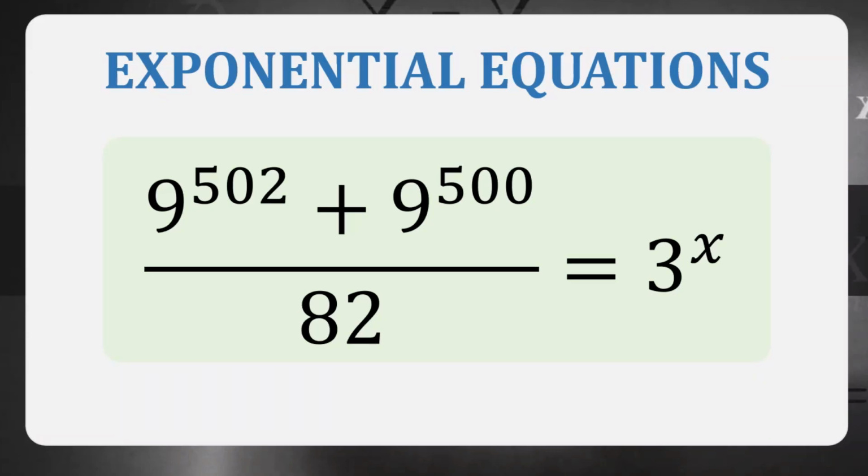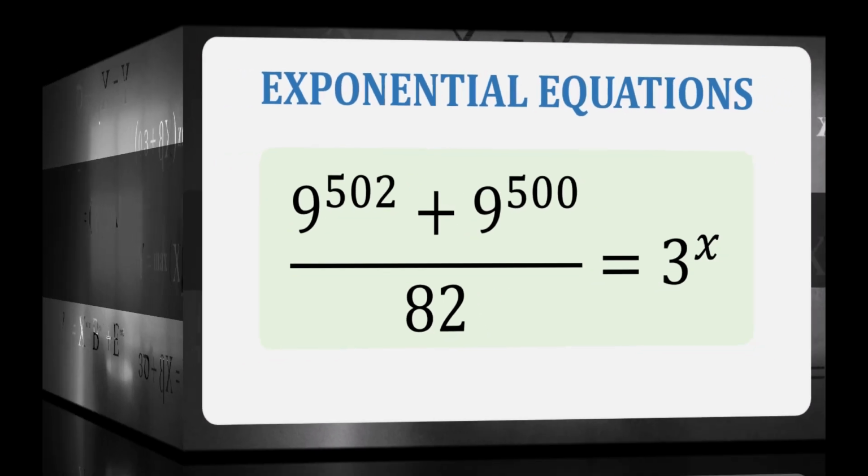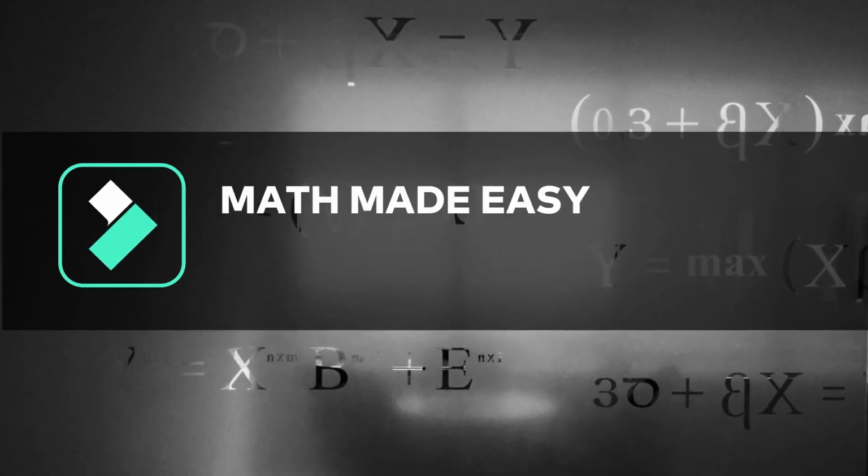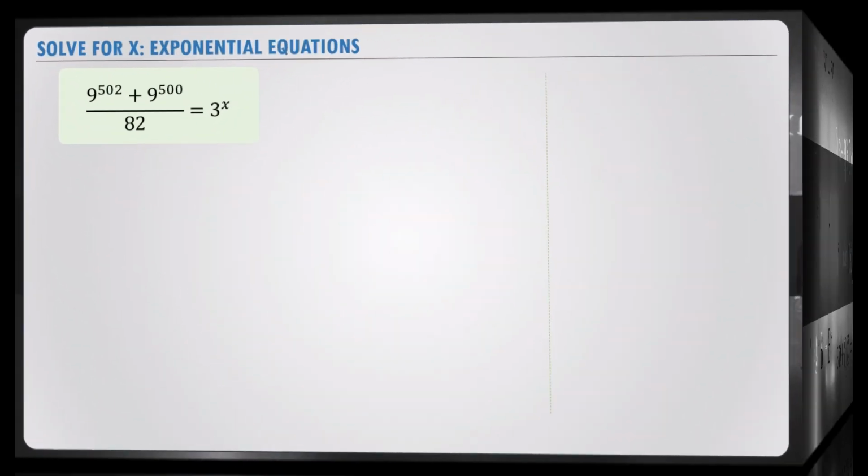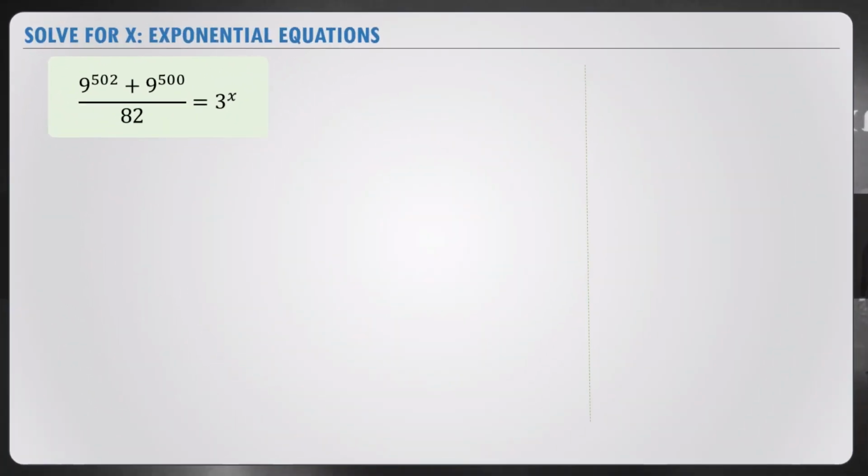Today we will be solving this exponential equation. Let's get started. We have here 9 to the power of 502 plus 9 to the power of 500 over 82 is equal to 3^x.